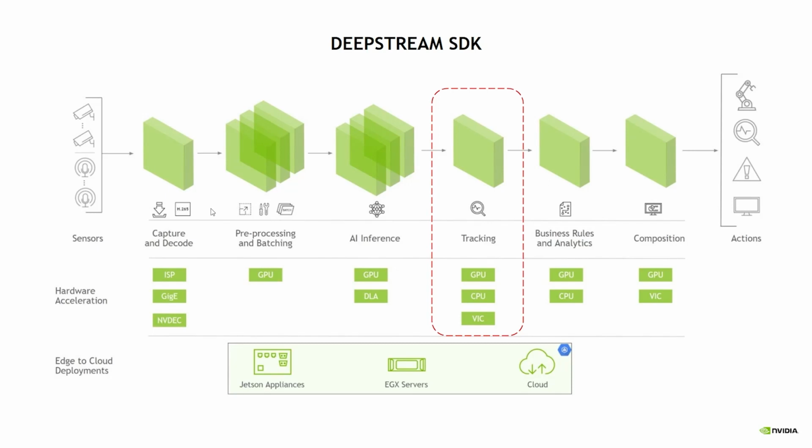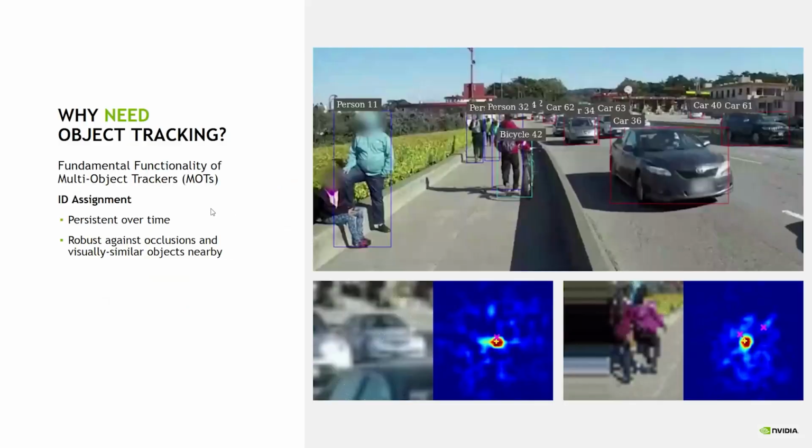First, just a little bit of background about DeepStream. DeepStream SDK helps users to build AI-based streaming analytics pipelines. So, given a set of video sources, users can compose a pipeline with modules for capture and decode, pre-processing and batching, AI inference, and multi-object tracking and analytics with visualization. Among all these, we are going to deep dive into the Object Tracker module today.